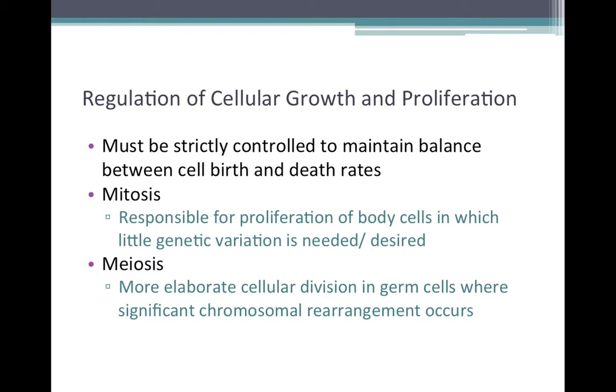Like if you have more cellular growth than death, that's when you can get tumor formation. Or if you have more cellular death than growth, that's when tissues and organ systems start to break down because cells aren't being replenished fast enough. Now there's two main types of cell division we'll talk about. That's mitosis and meiosis. Mitosis is the type of cell division that most of the cells in your body undergo.